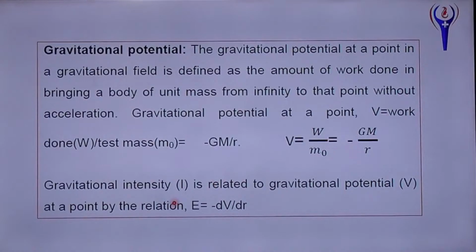Next, gravitational intensity or field. In electric field intensity relationship, E equal to minus dV by dr, the electric field and electric potential. Same like that, here gravitational intensity or field and gravitational potential: E equal to minus dV by dr.